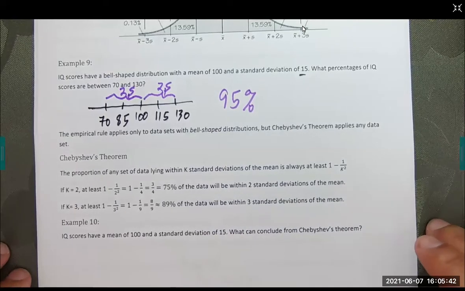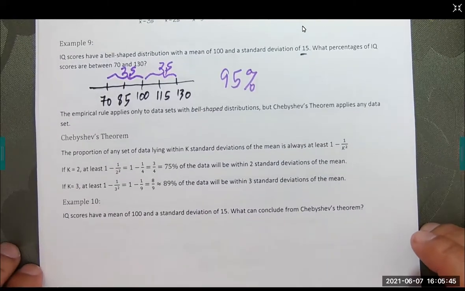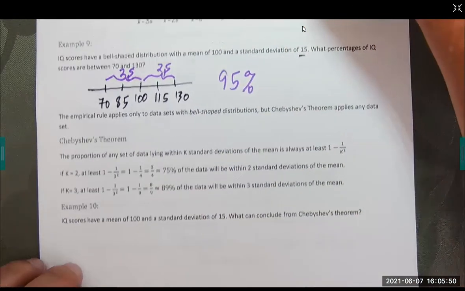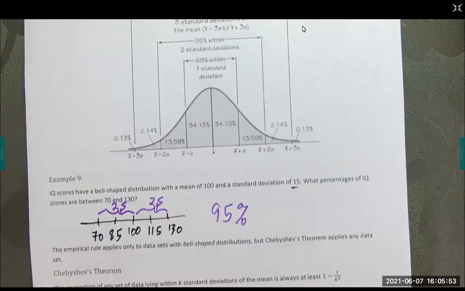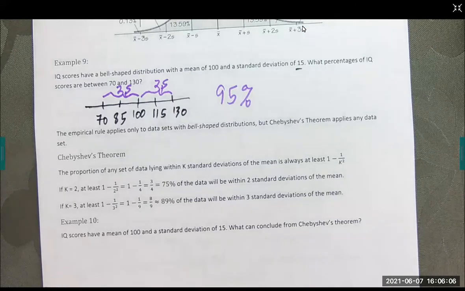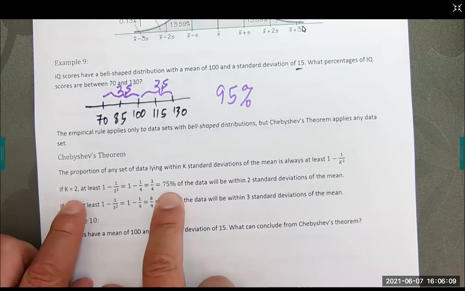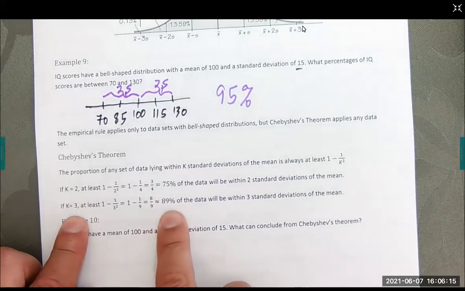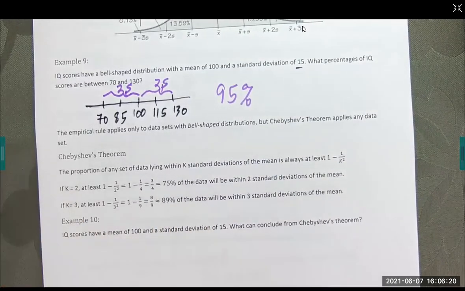And lastly, we have Chebychev's theorem. This is in case we have a distribution that is not normally shaped. So it's not shaped with the bell curve. Then we have another way to estimate the standard deviation. The proportion of any set of data lying within k standard deviations of the mean is always at least 1 minus 1 over k squared. So if k equals 2, that means 75% of the data is within 2 standard deviations away. If k is 3, you can see the math here, then at least 89% of the data is contained.